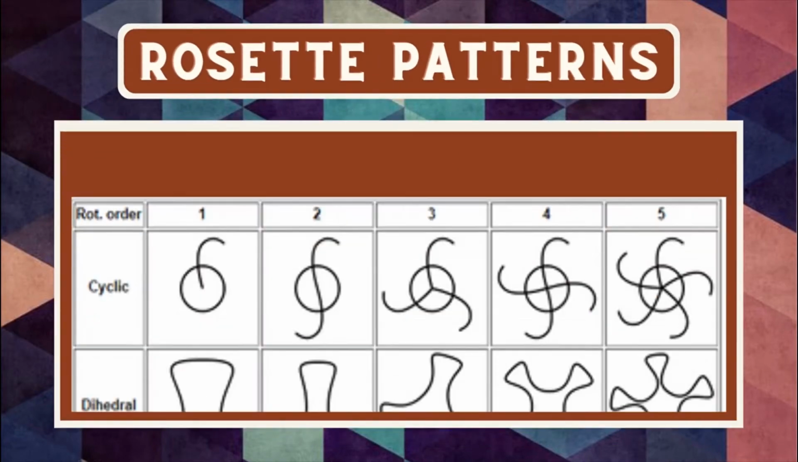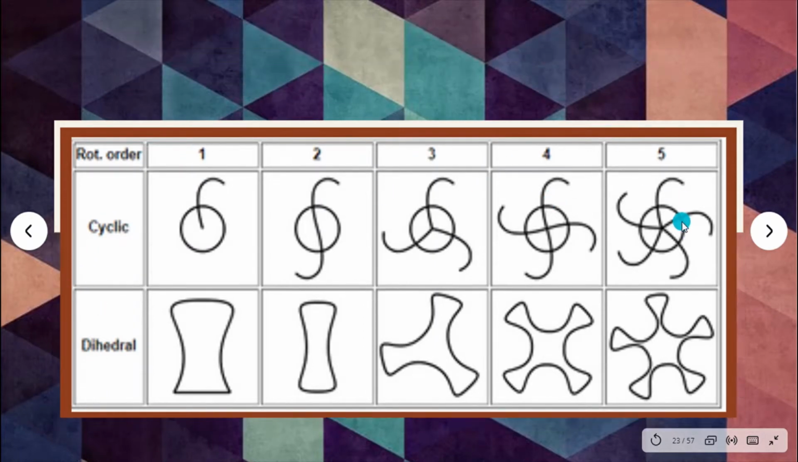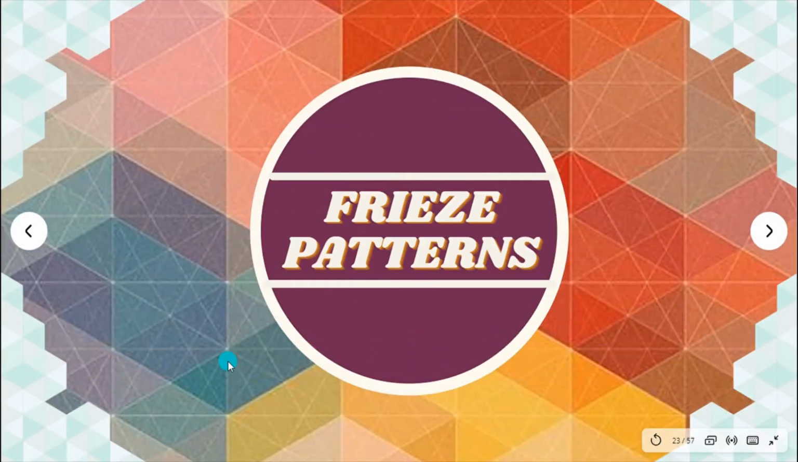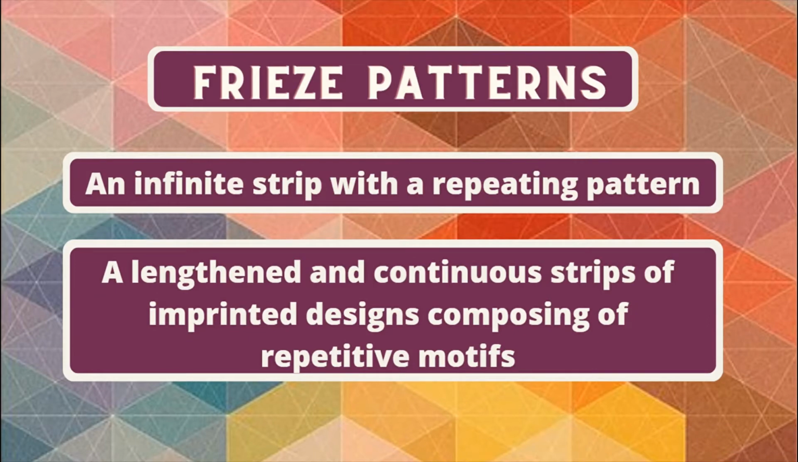Here is a table which you can pause this video to closely examine, to see the similarities and differences of the cyclic and dihedral types in 5 different steps. Now let's talk about frieze patterns. Frieze patterns are an infinite strip with a repeating pattern. Specifically, this is a lengthened and continuous strip of imprinted designs composed of repetitive motifs.